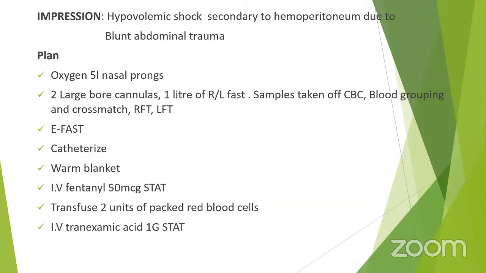Sorry about that. Plan was to give her oxygen 5 liters and nurse supine. 2 large bore cannulas were placed. 1 liter of Ringer's lactate was given while we took off samples for CBC, blood grouping and cross-matching, renal function tests and LFTs. An EFAST was requested. We catheterized her, gave her 50 mics of fentanyl stat, and the plan was to transfuse her. And then IV tranexamic acid, 1 gram, was given.